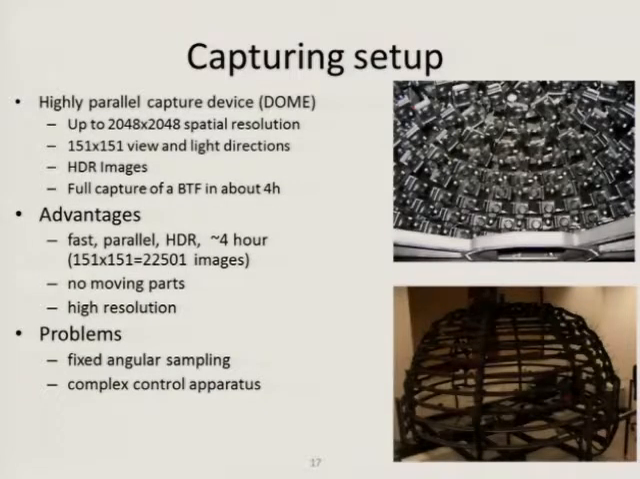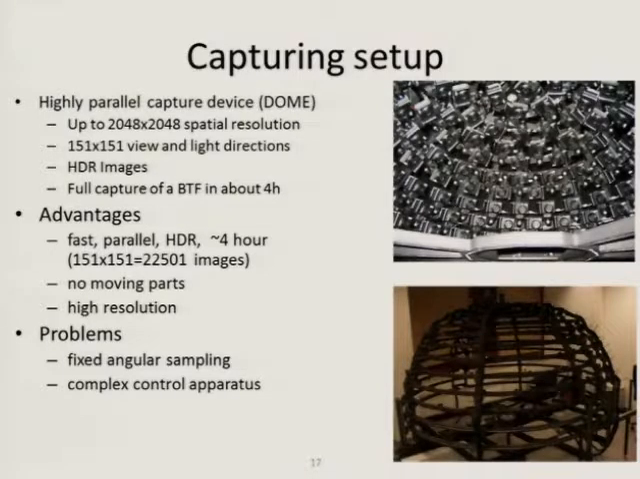Our first capturing setup consists of some 100 cameras, which were mounted on a half sphere, and we flash with one light and capture the images with our cameras. If we do that, we get this 150 times 150 view and light directions. We get HDR images, and it took us about 4 hours to capture a full BTF. And now we have a better one. It's a little bit better and faster, more stable, higher resolution, and so on. But nevertheless, it remains the same. We still have the high capture times.